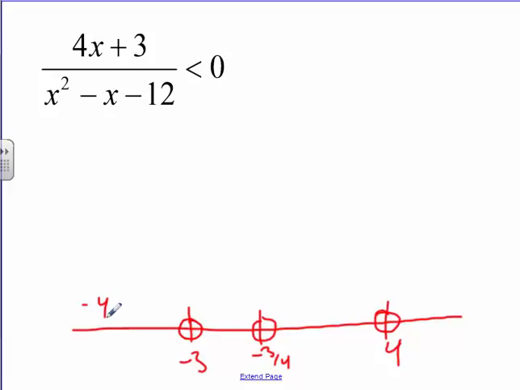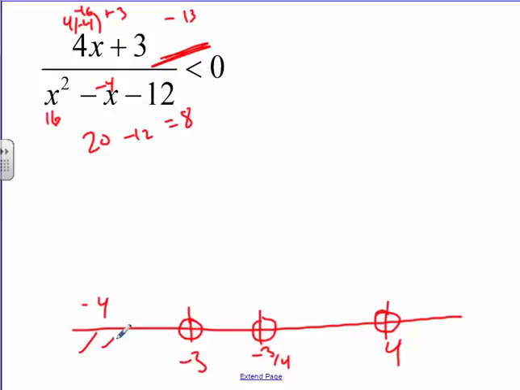Let's pick negative 4. 4 times negative 4 would give you minus 16 plus 3. So that'll give you a negative 13. And on the bottom, negative 4 squared will be 16. That'll be a negative 4, but you're really adding, right? Negative 4, so that bumps you up to a running total of 20. Then you minus 12, it gives you 8 on the bottom. Is negative 13 over 8 less than 0? And it is. So we should have answers anything below negative 3.